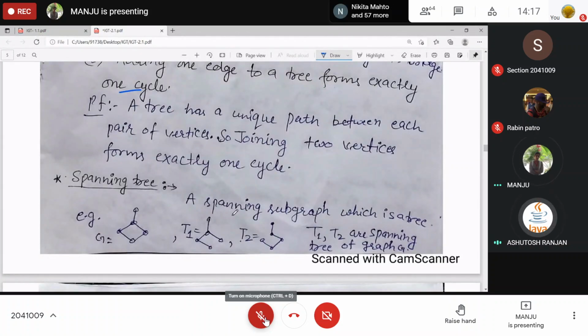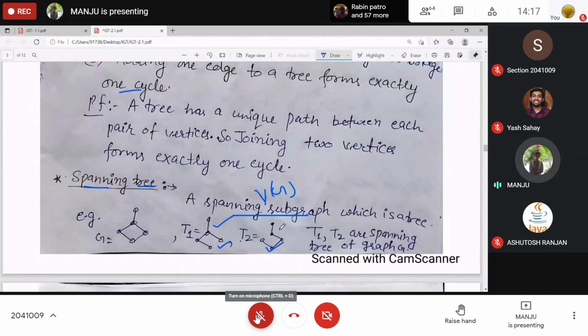Then, spanning tree. A spanning subgraph is one with all vertices; the number of vertices will be the same as G, right? So a spanning subgraph means V(G) will be there, which is a tree, meaning connected and acyclic. So a spanning subgraph which is connected and acyclic is known as a spanning tree. For this graph, this is your spanning tree. In G it is the least connected. If you remove one more edge, it will be disconnected, right?